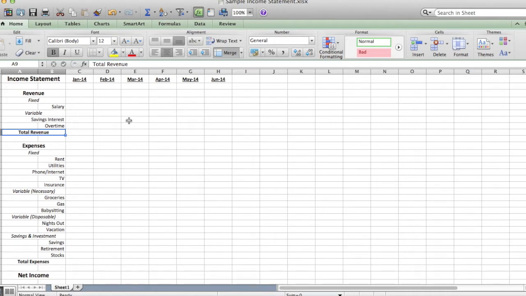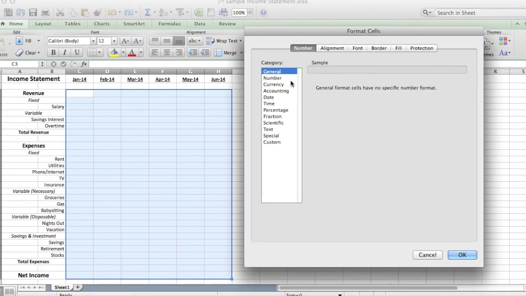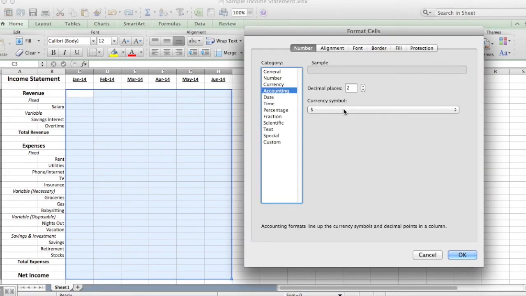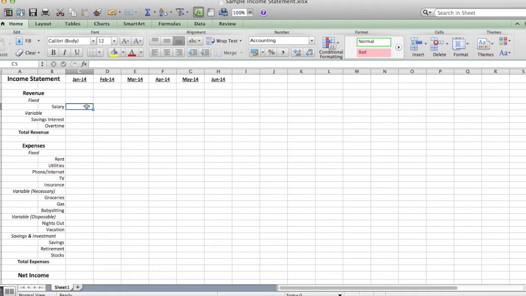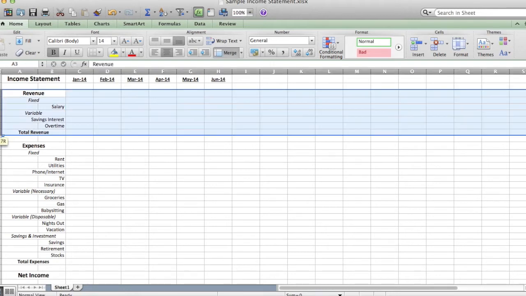So here I've laid out in Microsoft Excel an income statement. And this income statement is one that will help answer the revenue and expenses question from a personal perspective. In order to get started, I'm going to do something real quick, which is just change the format of these cells so that it is an accounting number. And now it'll come out like money. Great. So we start first with the revenue side, this section up here.